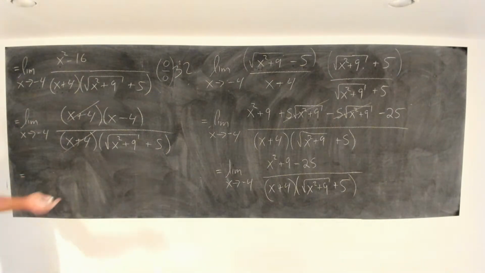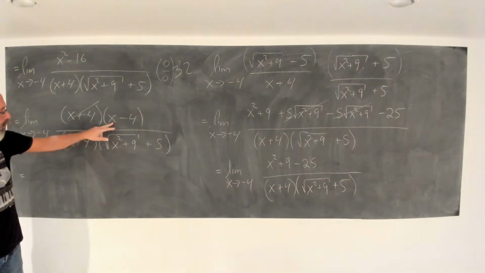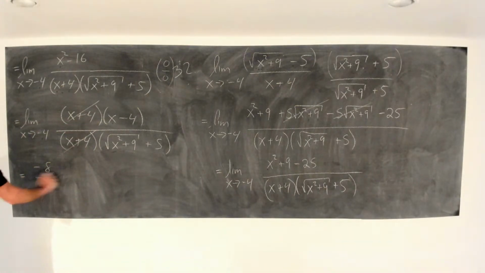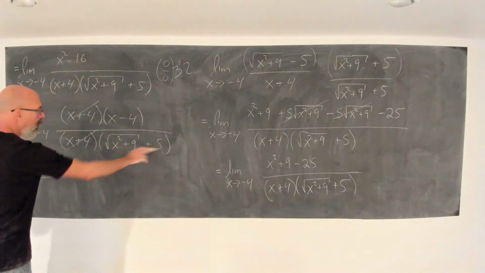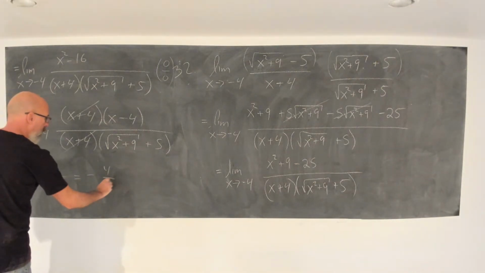And now we're good to go, right? Now we have non-zero limits. Numerator goes to -8. Denominator goes to 10. -8/10 or -4/5.